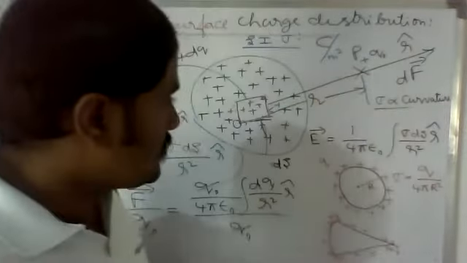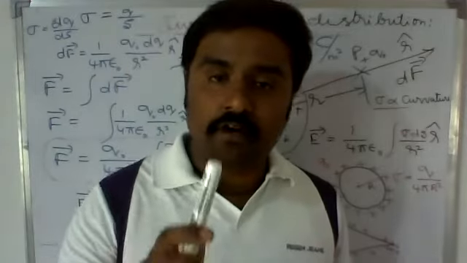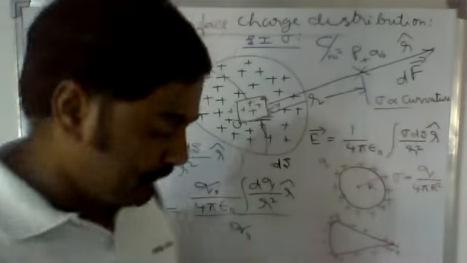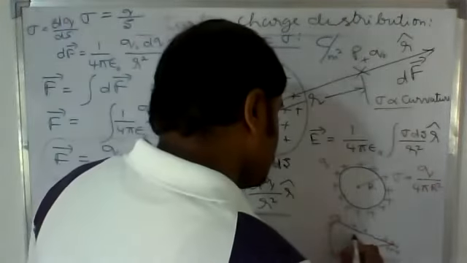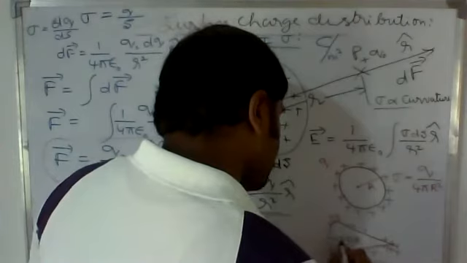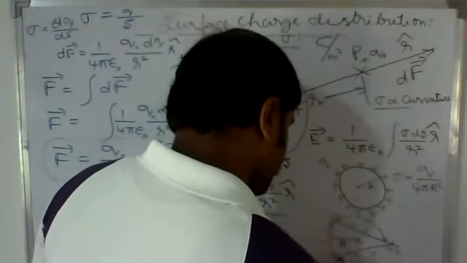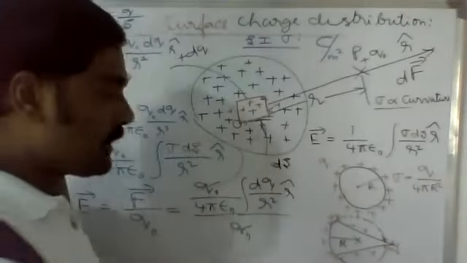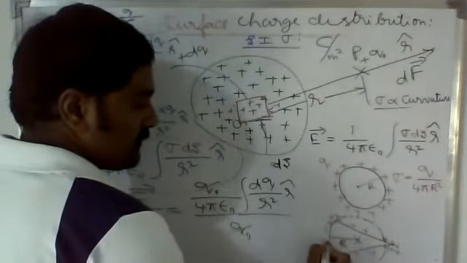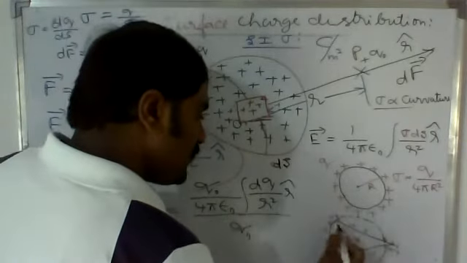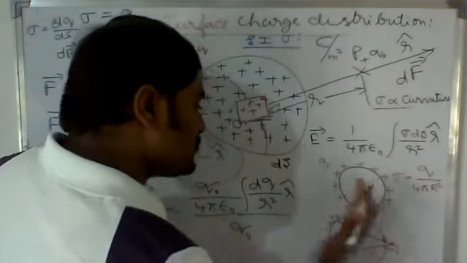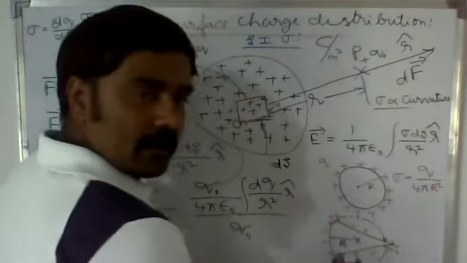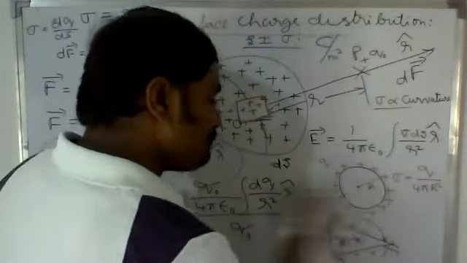Okay, how does the surface charge density depend on the radius of curvature? What is the meaning of the radius of curvature? Radius of curvature means the radius of the sphere. Listen to me carefully. Radius of curvature means the radius of the sphere, but the given spherical surface is a part of it.